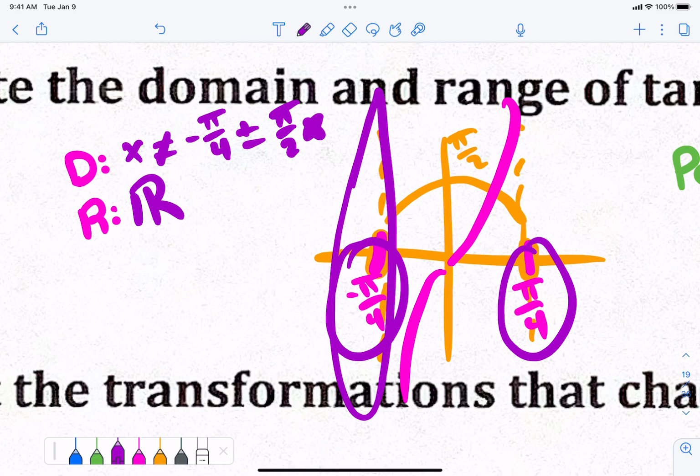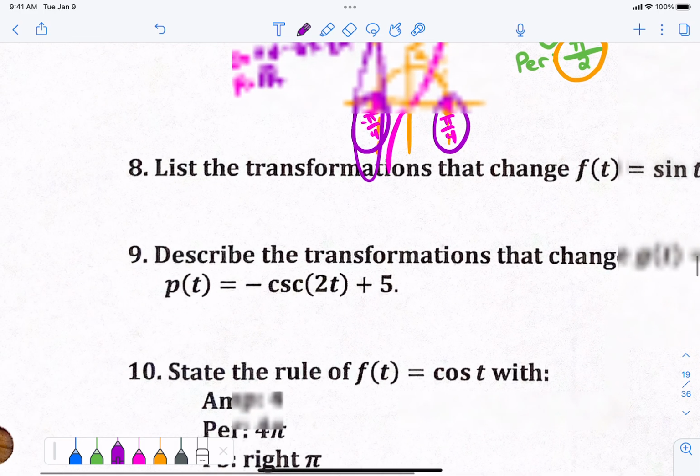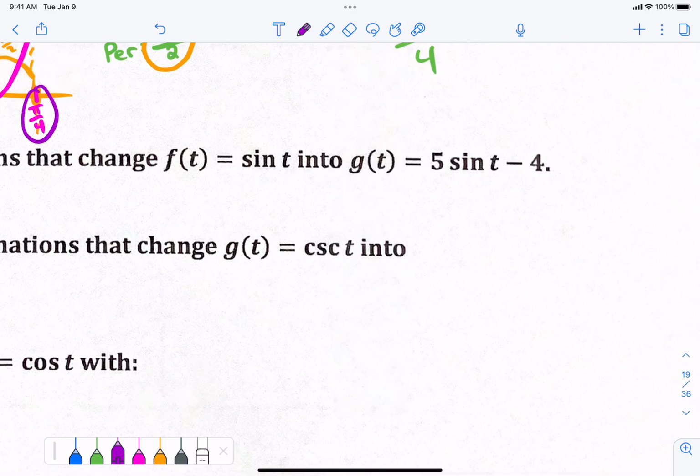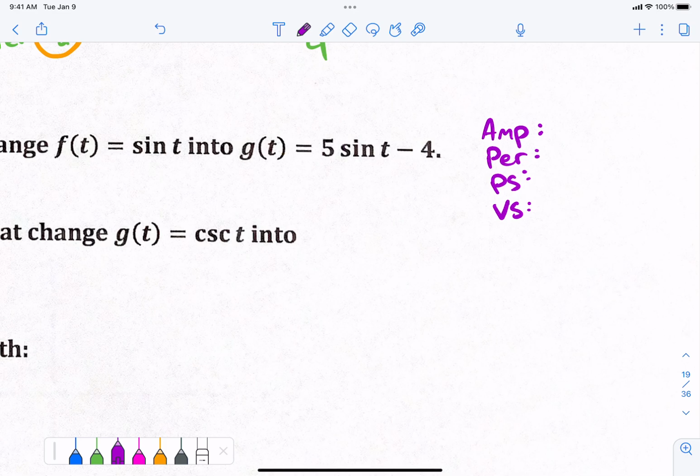Okay, got it? This is going to be tricky. Alright, happy with that? Transformations that change this thing: list the transformations that change. If you want to, just list out the amplitude, period, phase shift, vertical shift. That is totally fine. I will accept that. Amp is 5. What's the 4 do? Vertical shift, down 4.